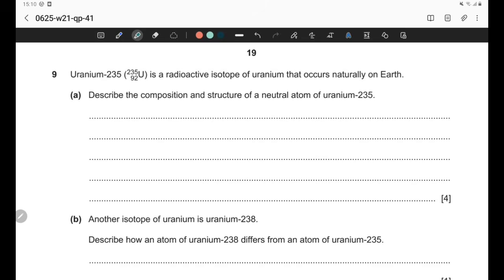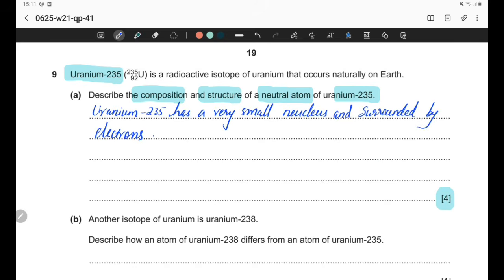Question 9. Uranium-235 is a radioactive isotope of uranium that occurs naturally on Earth. Describe the composition and structure of a neutral atom of uranium-235. This is a 4-mark question, so we need to explain the composition and structure with a minimum of 4 points. First, we can describe the basic structure of an atom. Therefore, we can write that uranium-235 has a very small nucleus surrounded by electrons. This point we can write for any atom.